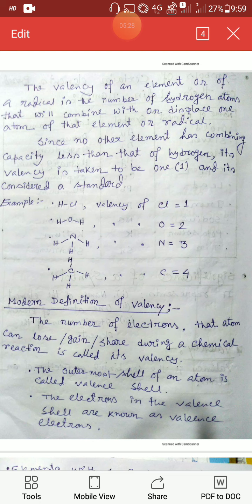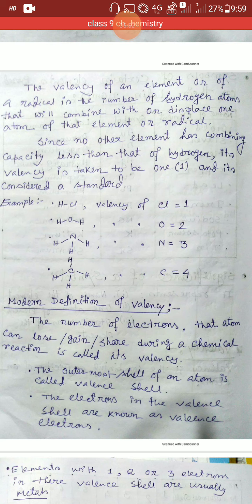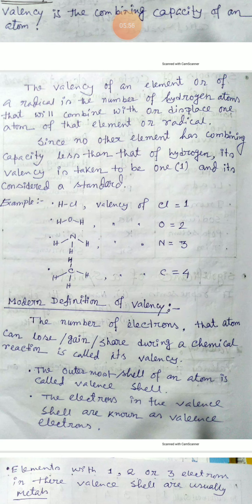For example, in HCl, the chlorine atom is attached with one hydrogen. That's why the valency of chlorine is 1. In water, H2O, oxygen is attached to two hydrogen atoms. That's why the valency of oxygen is 2. In the case of ammonia, NH3, the valency of nitrogen is 3. In the case of methane, CH4, one carbon is attached to four hydrogen atoms, and thus the valency of carbon is 4.